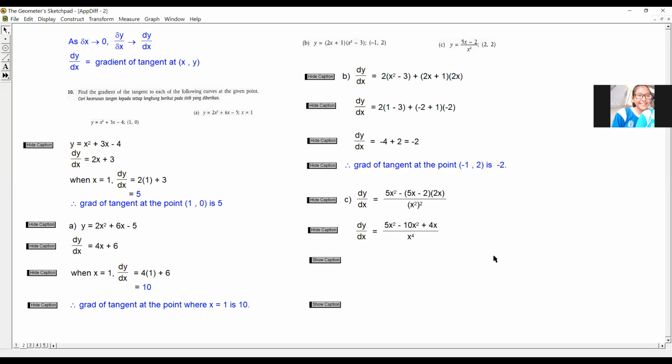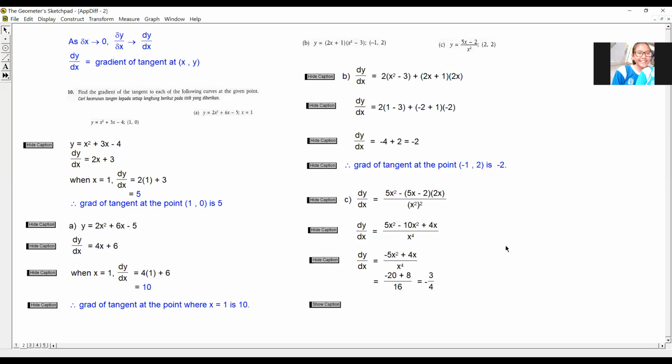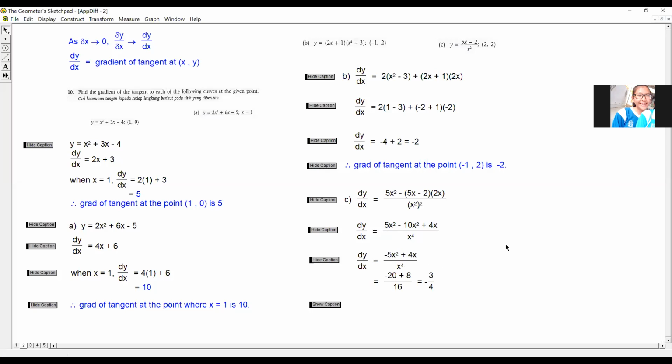So you simplify the algebraic expression, you expand and simplify. Finally you get negative 5x squared plus 4x divided by x to the power 4. Now it's very simple. You can substitute in the point. The point is x equals 2. Substituting x equals 2, you have negative 12 over 16, that is negative 3 over 4. So finally, the gradient of the tangent at the point (2, 2) is negative 3 over 4.